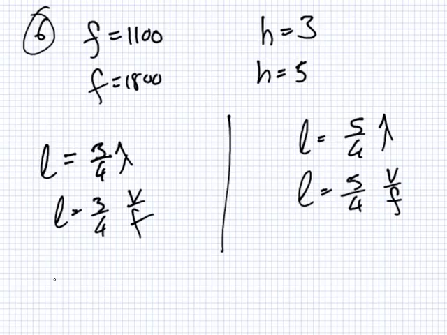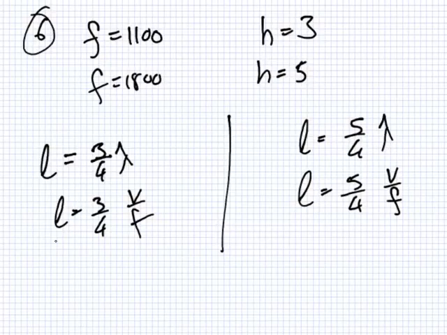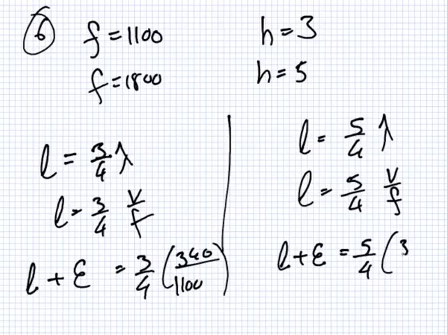So what we really need to say is, I know in the question I put the error on the lambda, but I think I'll put the error on the L. It doesn't really matter. It's the same thing basically. There's some error in measuring the length of the wave. So really we need to say the length of the pipe, which doesn't change, plus the error equals 3/4 340 over 1100. The length of the pipe plus or minus some error is equal to 5/4 340 over 1800. But because I have two equations, I have enough information here to work out the length of the pipe and the error.